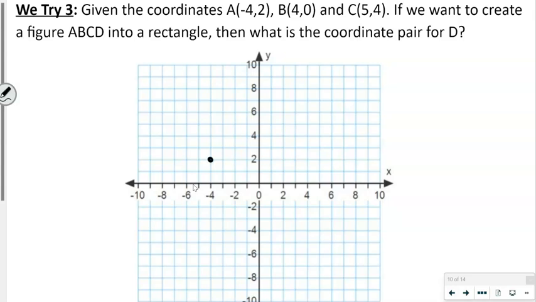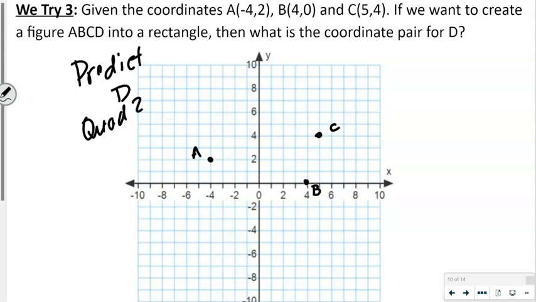So here's A at negative 4, 2. Then we got 4, 0. There's our B. And then we've got C at 5, 4. Right there, C. So where would you predict D is going to be? I would say quadrant 2, which is this one right here. Remember, this is 1, 2, 3, and 4, right? Okay, so I would predict that it's going to be in quadrant 2.